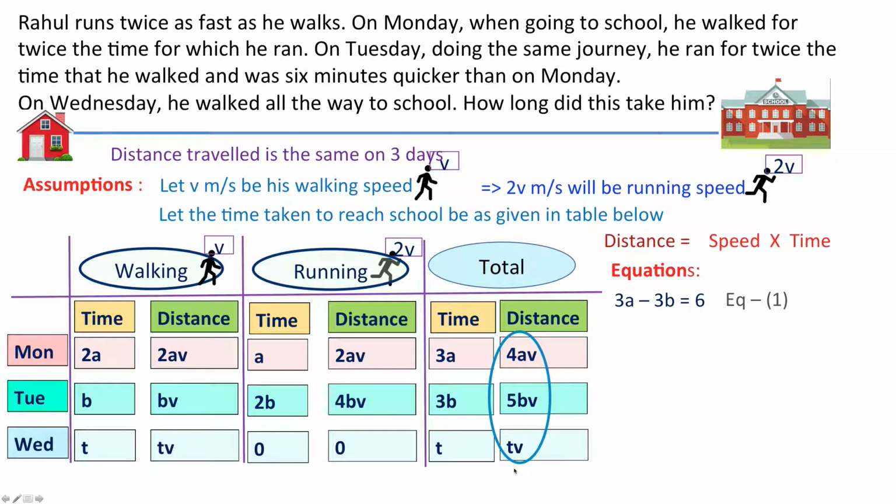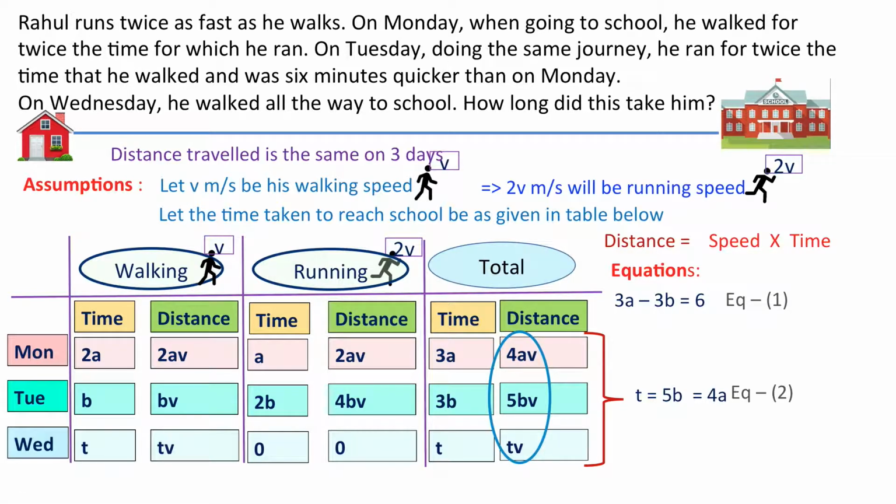They are all equal to each other, which means you can get another equation, just like we got the first equation. You get another equation by equating this t with 5b with 4a. This is the second equation. We are cancelling out the v part, so you get t is equal to 5b is equal to 4a. The first equation relates a and b, and the second equation also relates a and b. Let's try to find the value of a in terms of b, so that it can be substituted here and we can solve it.